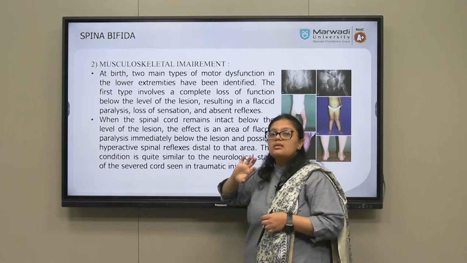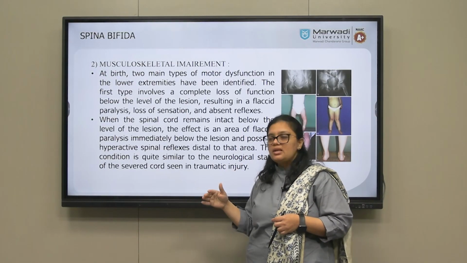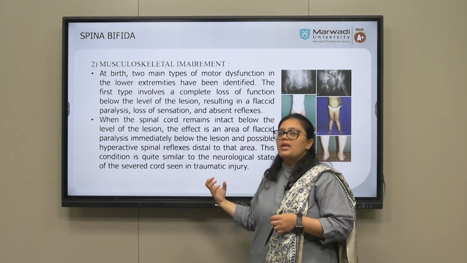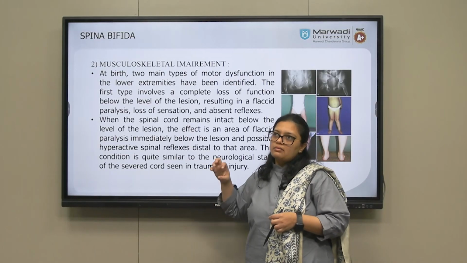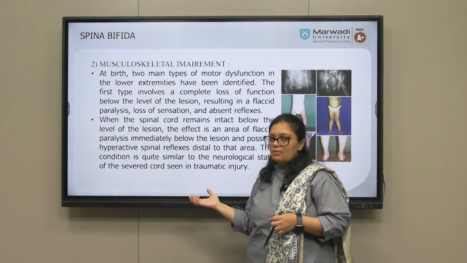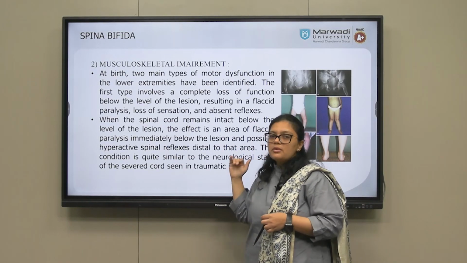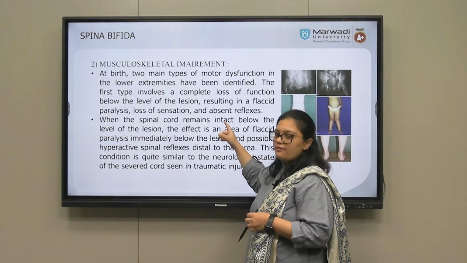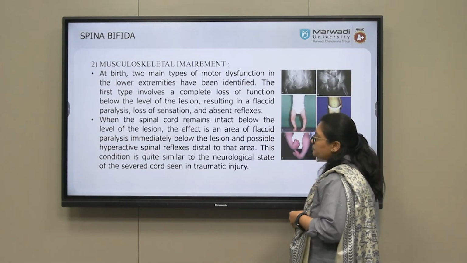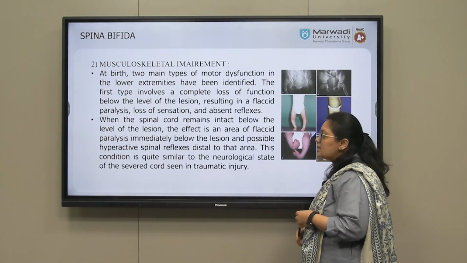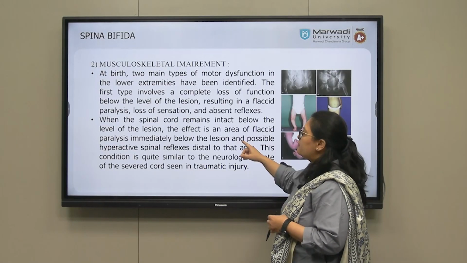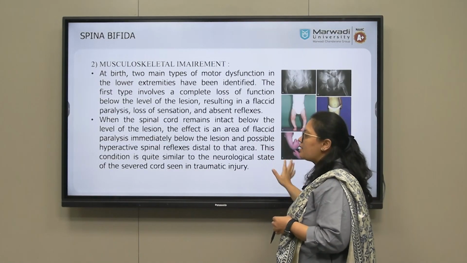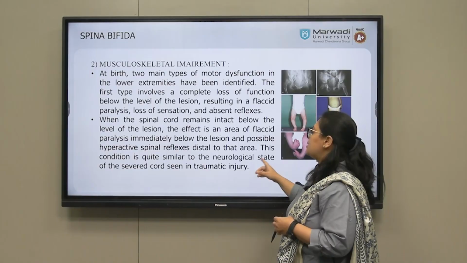Now suppose that nerve supply has been damaged for any reason. Here we know that in the myelomeningocele, we saw that the nerve fibers were also getting excluded, or they were also coming out along with the meninges, so the nerve fibers would definitely get damaged. So when the nerve fibers get damaged, then we will have flaccid paralysis. Then if the spinal cord remains intact below the level of the lesion, there is an area of flaccid paralysis immediately below the level of the lesion and possible hyperactive spinal distal reflexes to that area.